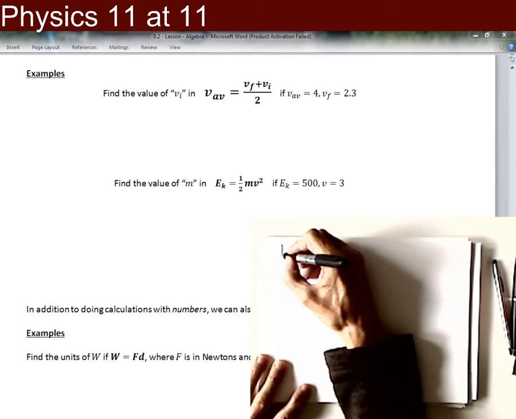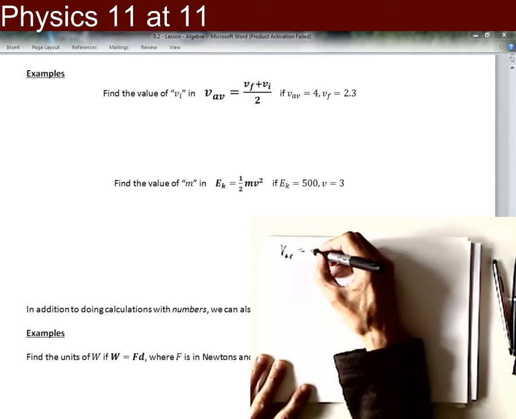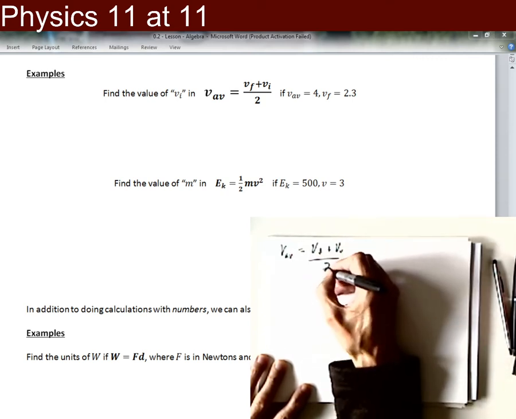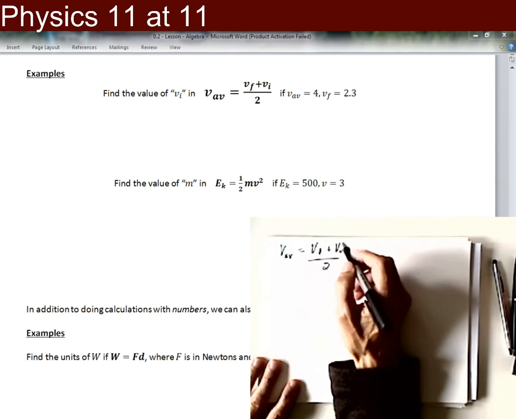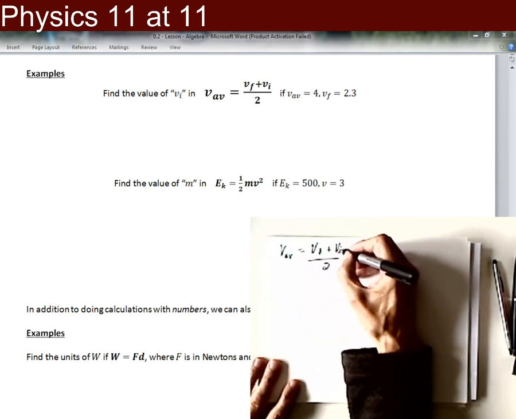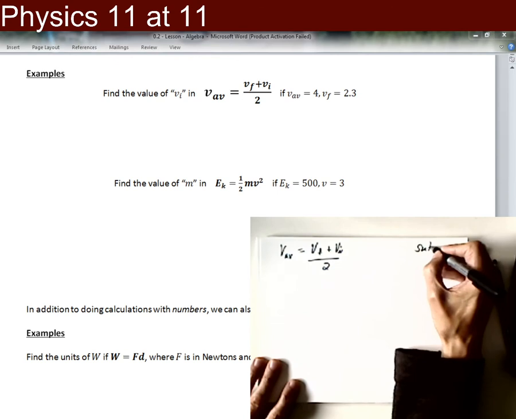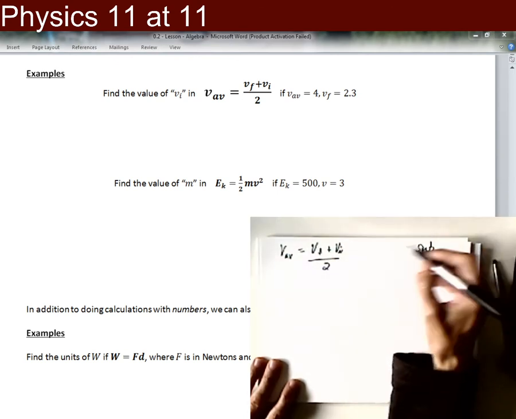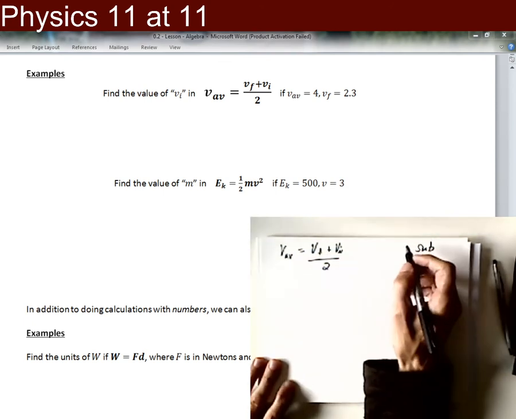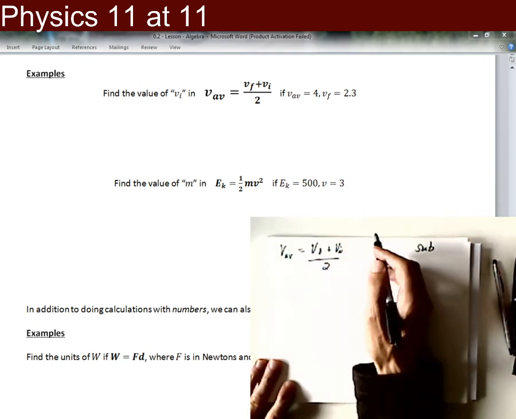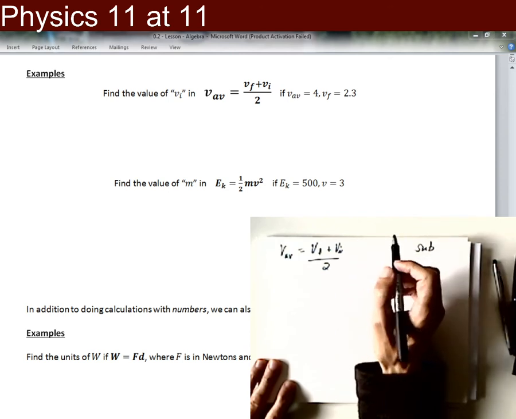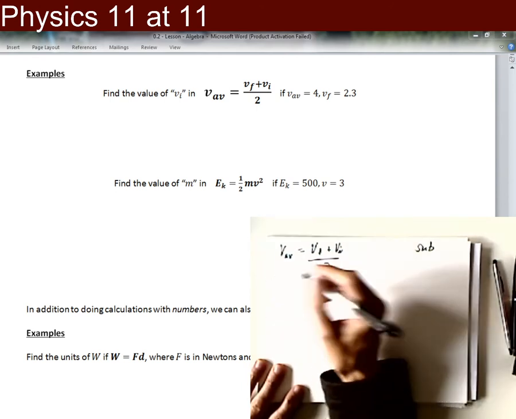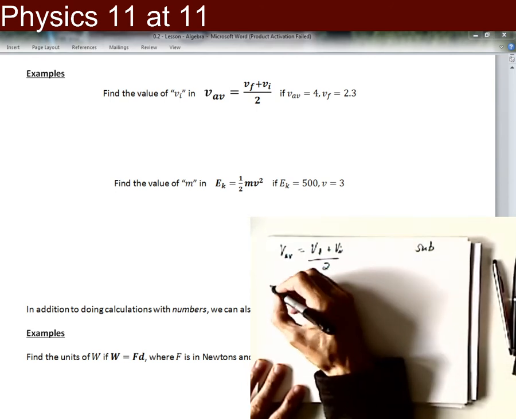Well, we have VAV is equal to VF plus VI all over 2. And by the way, these AV, F, I, those are subscripts. Sub for under, subterranean, under. And just like in chemistry class, you see H2 and O2 and all that stuff. That's it. So this VF is one whole symbol. VI, one whole symbol. Divide by 2. So I'm going to do the numbers first.